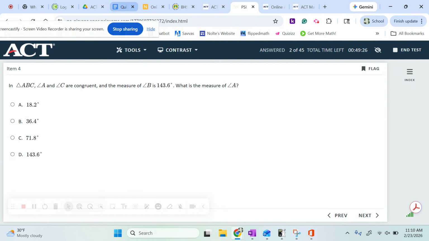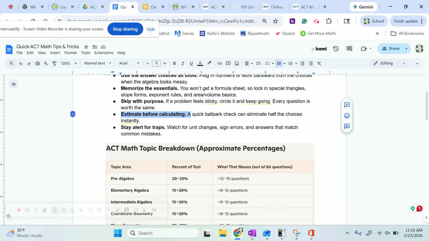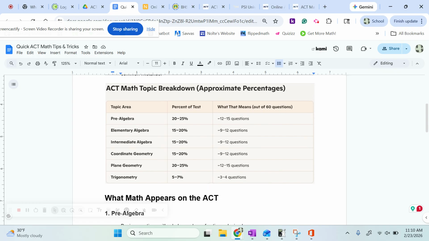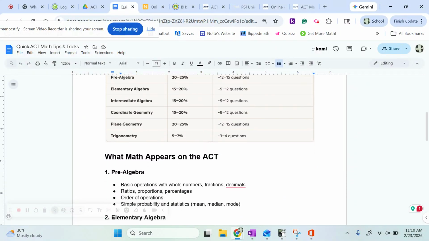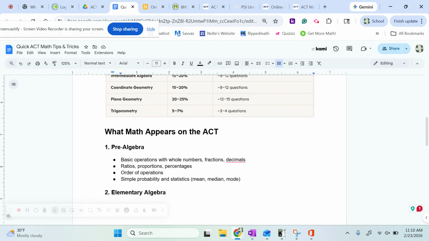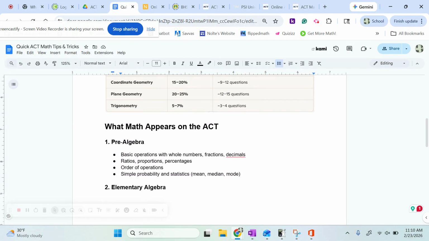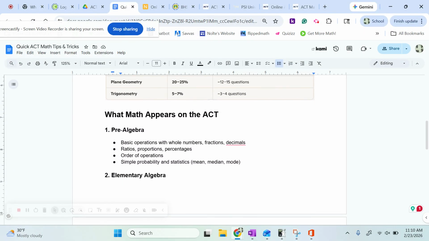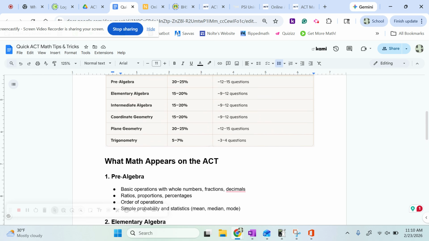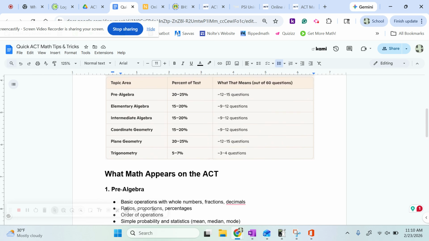Things that you might have questions about are what kind of topics are on the ACT as far as math is concerned. Okay, the first 20 to 25% is pre-algebra. This is stuff that you learned in middle school math. Those things are your basic operations, whole numbers, fractions, and decimals. There's a lot of ratios and proportions, percentages, order of operations, your PEMDAS. Okay, make sure you know how to find the median, the mode, and the mean of all these things.